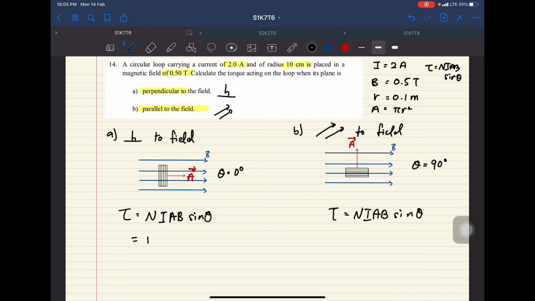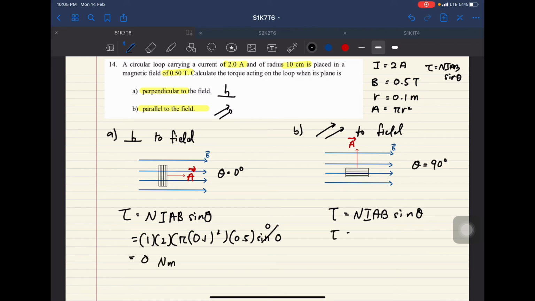So N equals to 1, I equals to 2, A equals to pi r square, pi 0.1 square, B is equals to 0.5. On this part A, sine theta is equals to sine 0. So this part becomes 0, the whole thing becomes 0. Okay.